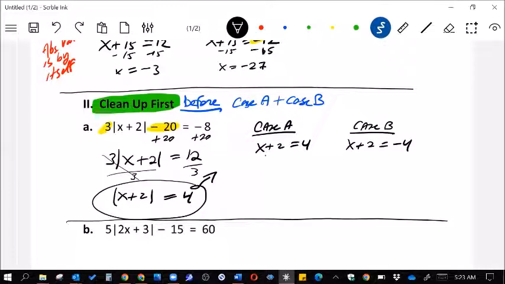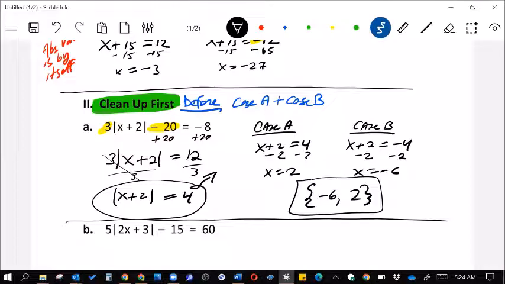So now I will very quickly solve these. X equals 2. X equals -6. So my solution set is -6 and 2. That's another way to show the answer for it as well, by the way.